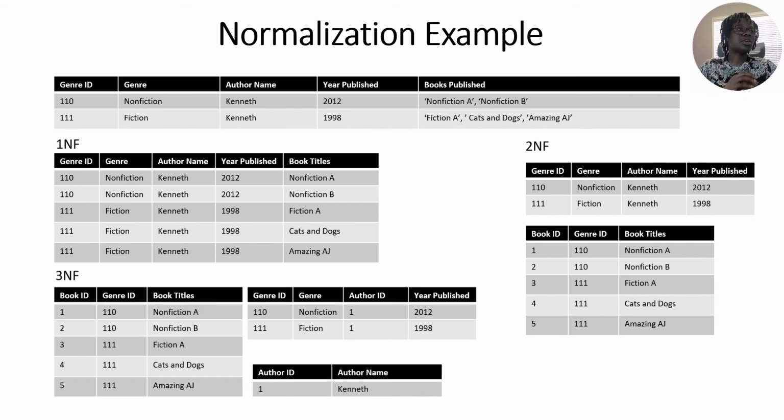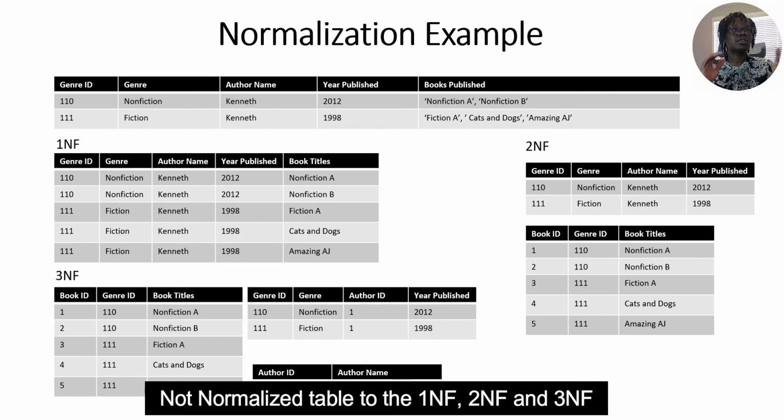Now, for the third normal form, we have broken down the type of publication and removed the author into a different table called the author table. So now we only have one author in the entire table. We only have one author, which is Kenneth. And now that author is being referenced in the publication type table, which is the fiction and nonfiction. Okay, so right now we have moved from an unnormalized table to the first normal form, the second normal form, and the third normal form.